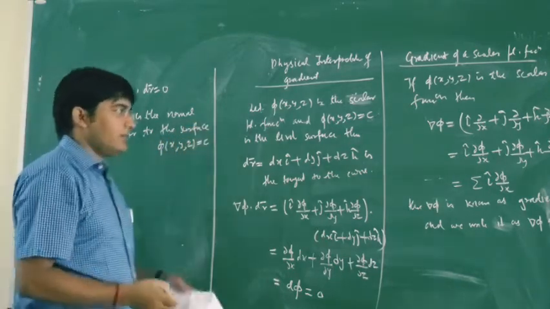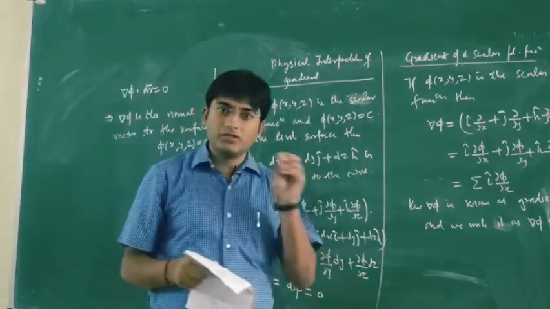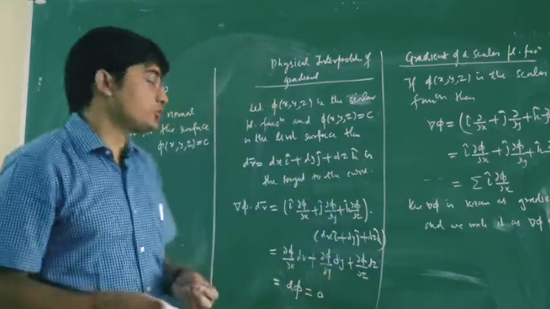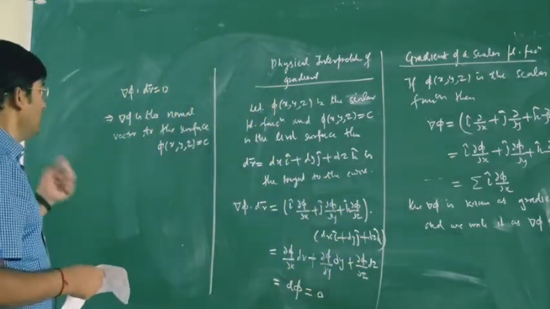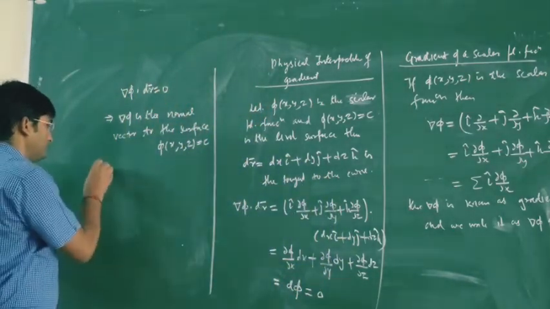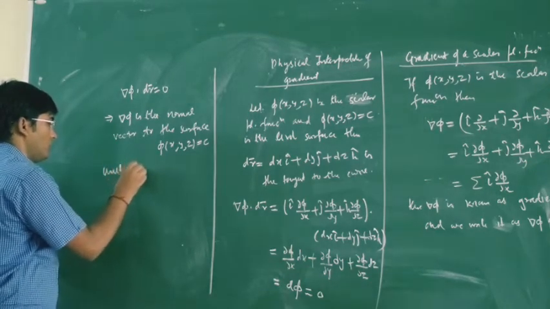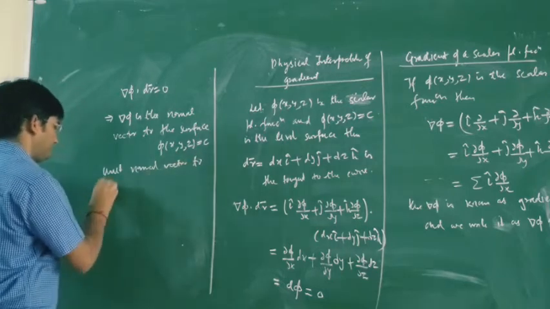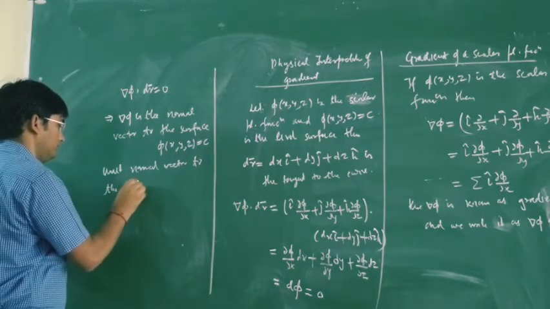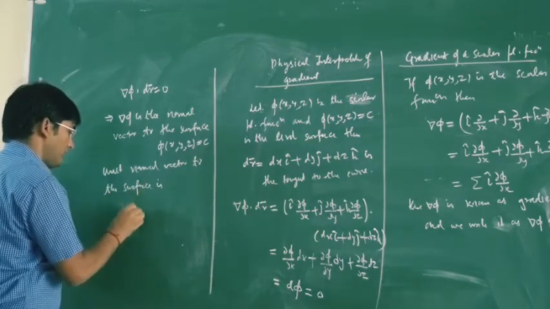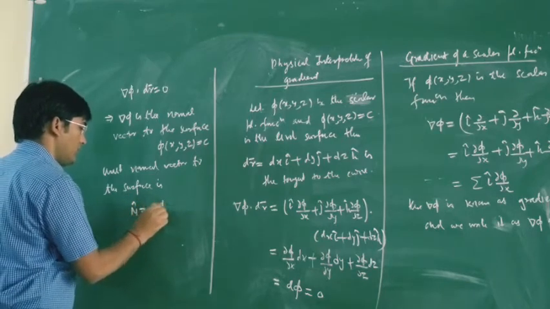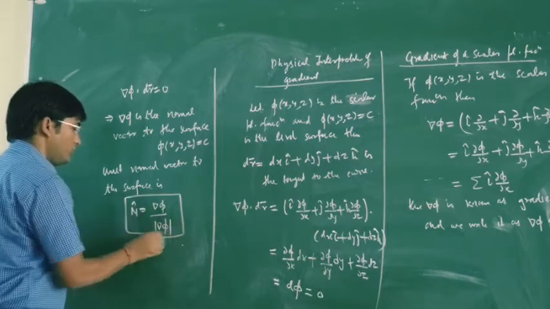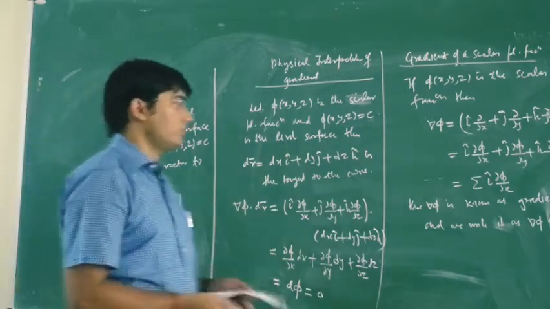So basically your gradient phi is your normal vector to a surface phi x y z equal to c, and your unit normal vector to the surface is given by grad phi upon mod of grad phi. So this is your unit normal vector to the surface.